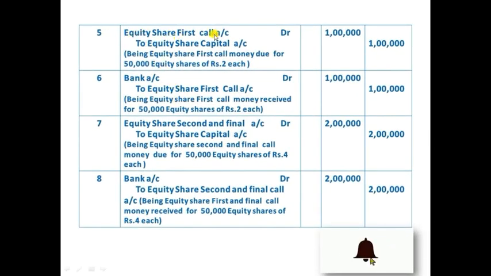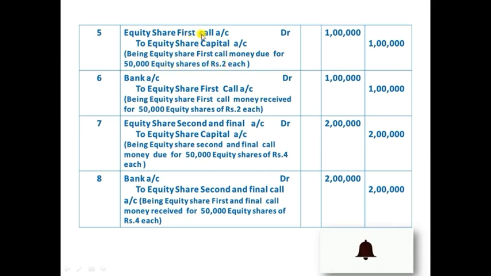Equity share first call account debit to equity share capital account 1 lakh, 1 lakh. Even in the third installment, the company will send an intimation after collecting the second installment, and now the company is debiting the first call and crediting the equity share capital account. So already we know when capital increases, we need to credit it, and we should write the narration being equity share first call money due for 50,000 equity shares of rupees 2 each.